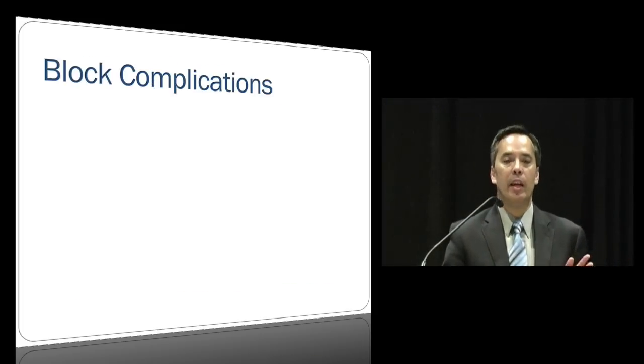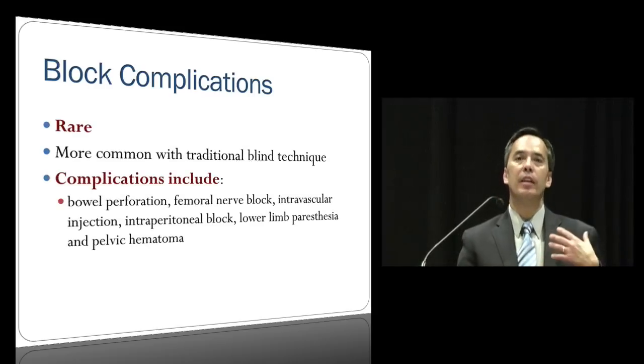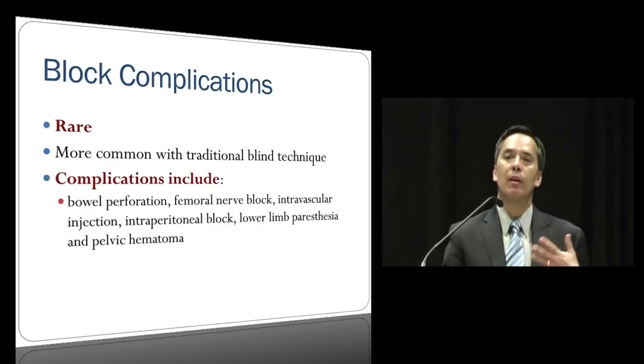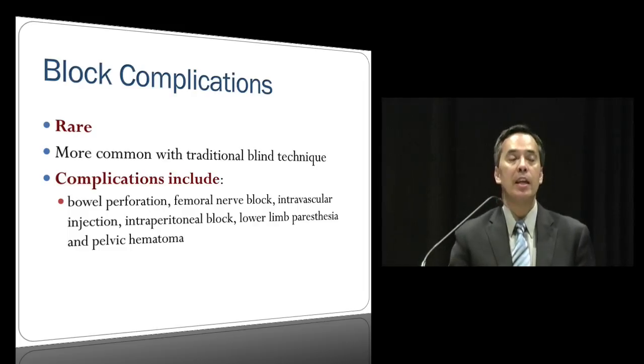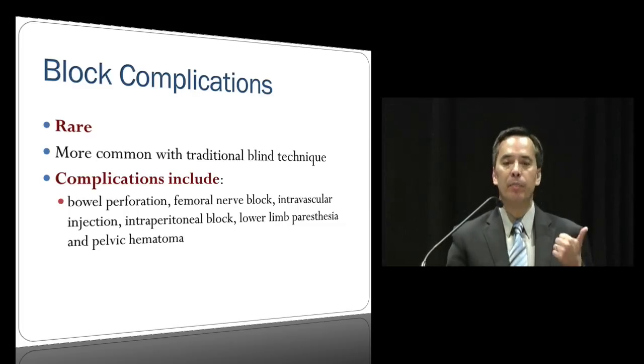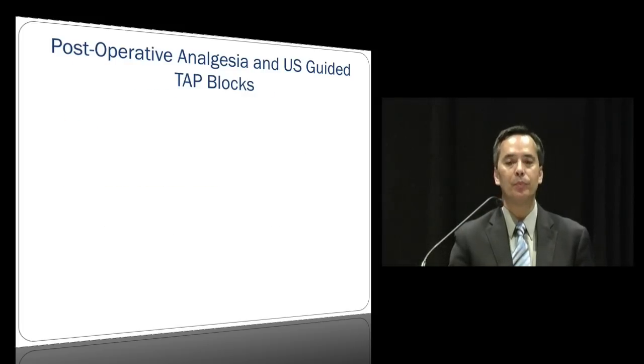So what are the complications? There are definitely complications, and they're rare. By using ultrasound, you have fewer complications. It is more common with the traditional blind technique. Complications can be bowel perforation, femoral nerve blocks. You can get intravascular injections, intraperitoneal blocks, lower limb paresthesias, and also pelvic hematomas.